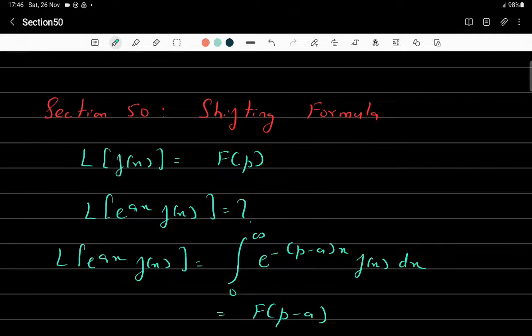Good morning everyone. In the last class we introduced the concept of Laplace transform. Today we will see how we can use Laplace transform to solve differential equations. But before that, we will introduce the concept of the shifting formula.